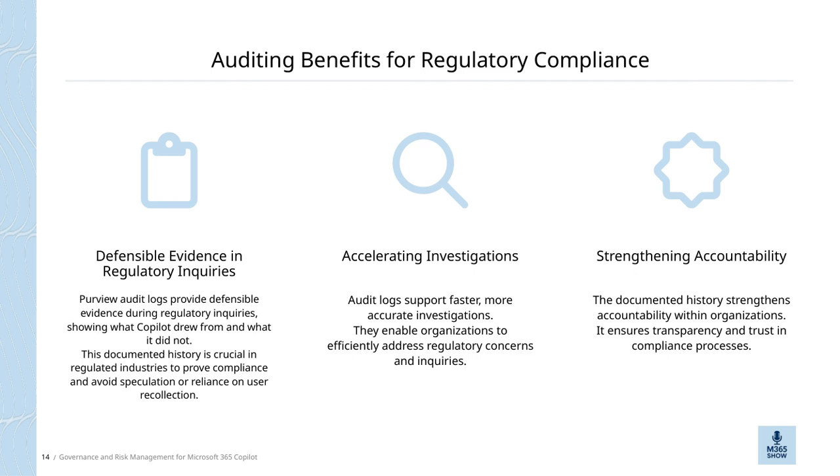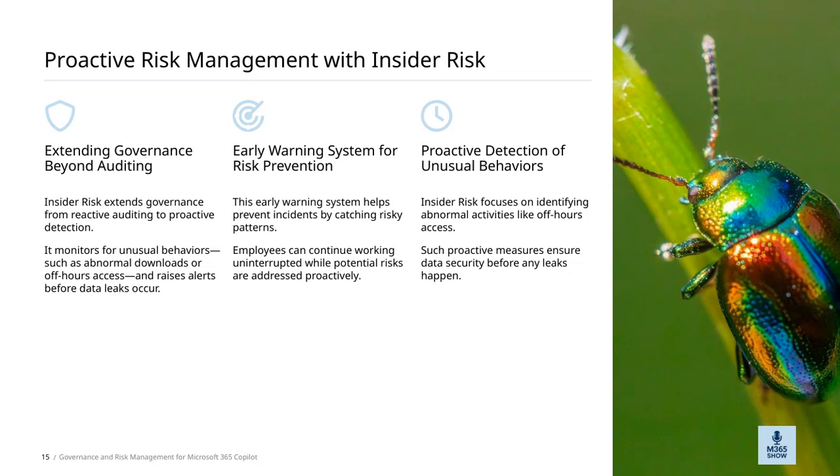Especially in regulated industries, having this documented history is vital because it helps prove that we're following the rules and avoids reliance on uncertain user recollections or assumptions. In summary, the auditing benefits we gain here are essential for maintaining regulatory compliance, ensuring accountability, and fostering trust across our organizations. Let's talk about proactive risk management with insider risk.